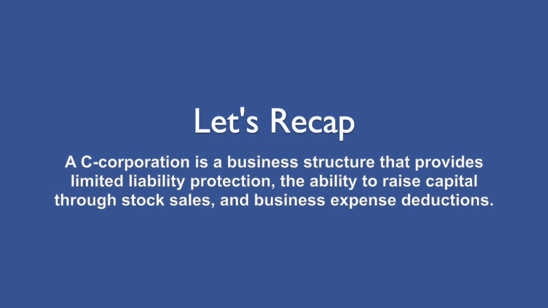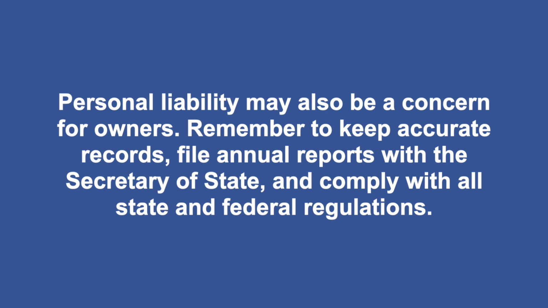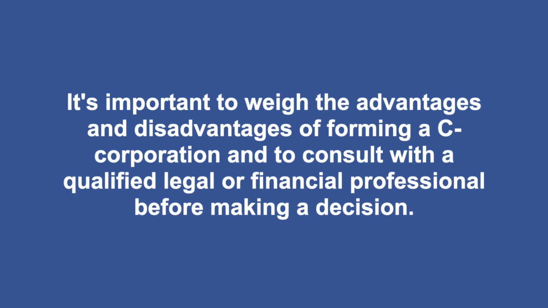A C corporation is a business structure that provides limited liability protection, the ability to raise capital through stock sales, and business expense deductions. However, it also has drawbacks like double taxation, legal complexity and cost, and increased regulation. Personal liability may also be a concern for owners. Remember to keep accurate records, file annual reports with the Secretary of State, and comply with all state and federal regulations. It's important to weigh the advantages and disadvantages of forming a C corporation and to consult with a qualified legal or financial professional before making a decision.